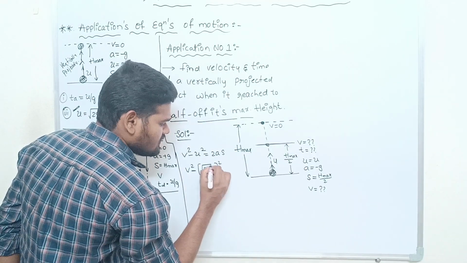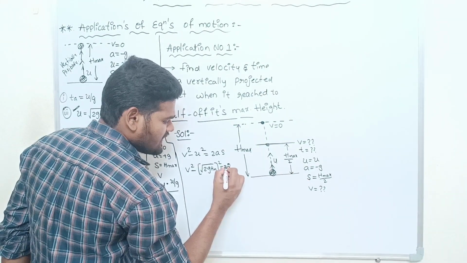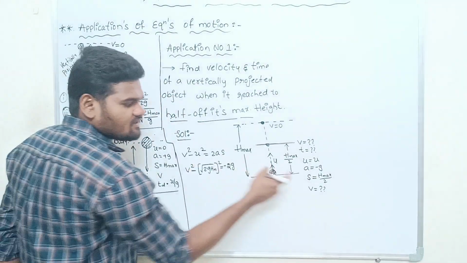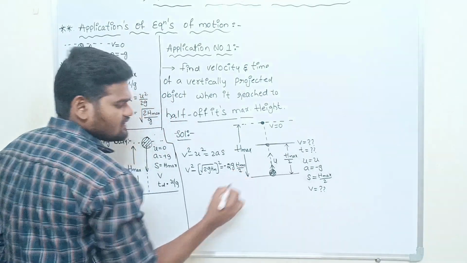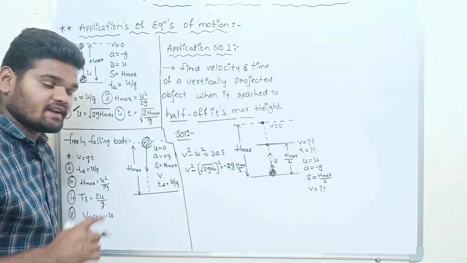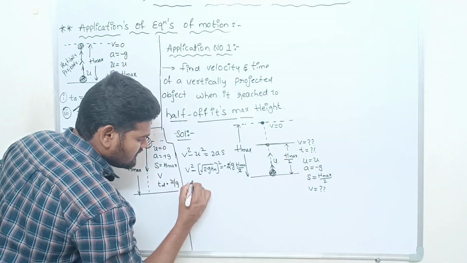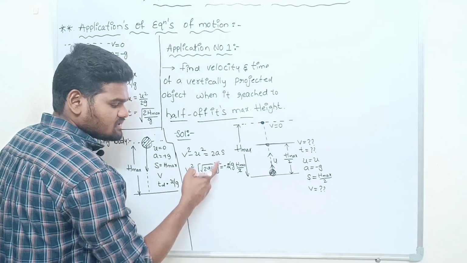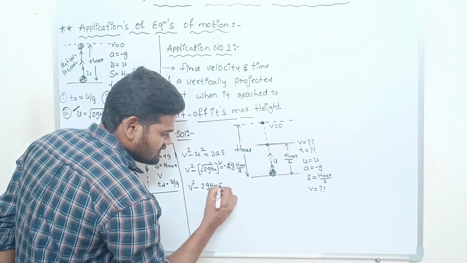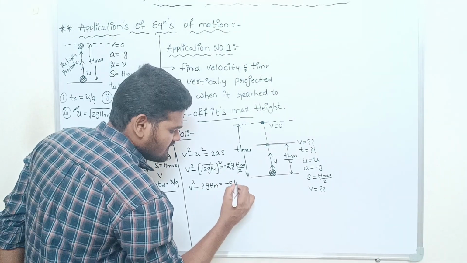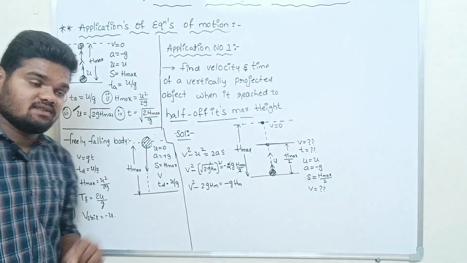So v square minus u square: under root 2g h maximum, whole square, is equal to 2 times a. What is a? a is equal to minus g, that means minus 2g, times s. What is s? h maximum by 2, half of its maximum height. Are you getting any doubts? Right. So the 2 gets cancelled, the square root cancels out, and we get minus g h maximum. HM means height maximum, or maximum height.